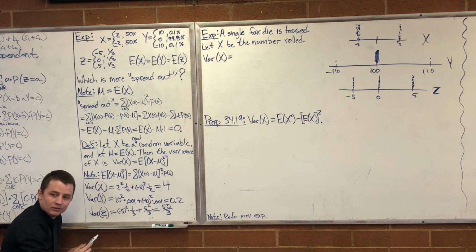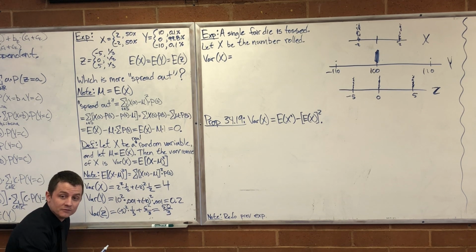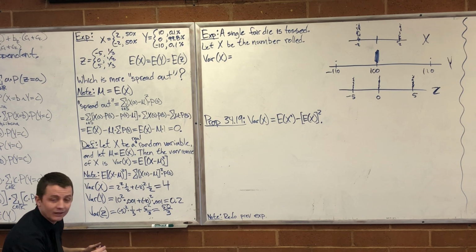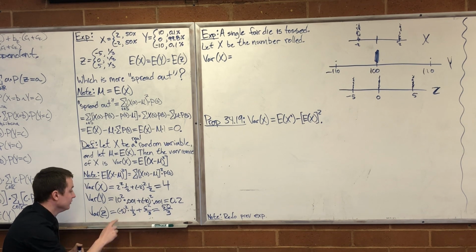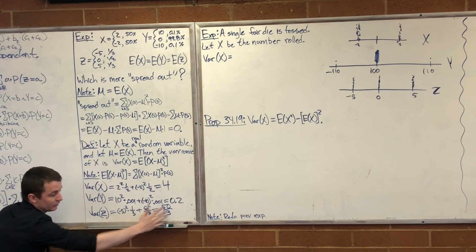What's 5 squared? What is that? What's -5 squared? 25. Right? A negative times a negative is a positive. Does that make intuitive sense to you, that a negative times a negative is a positive? Yes. Okay. So 25 thirds plus 25 thirds is 50 thirds.